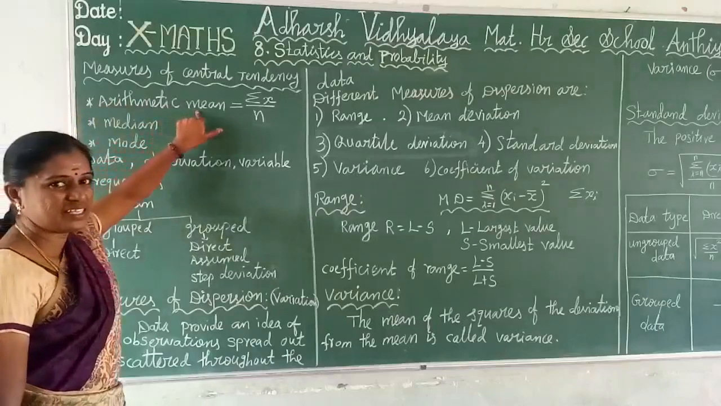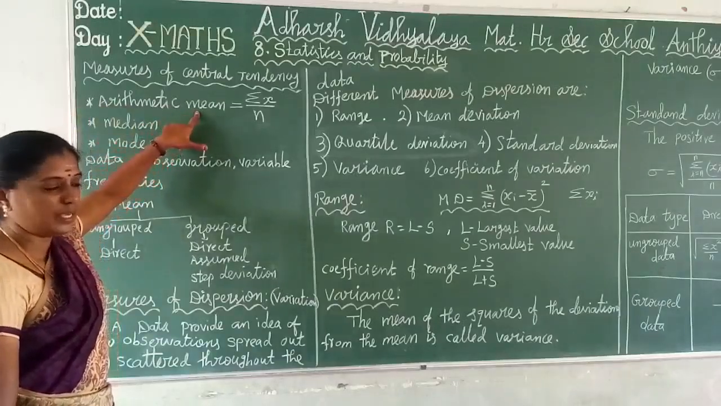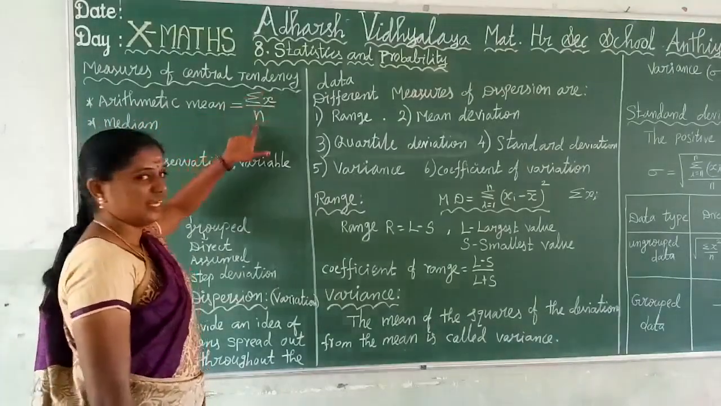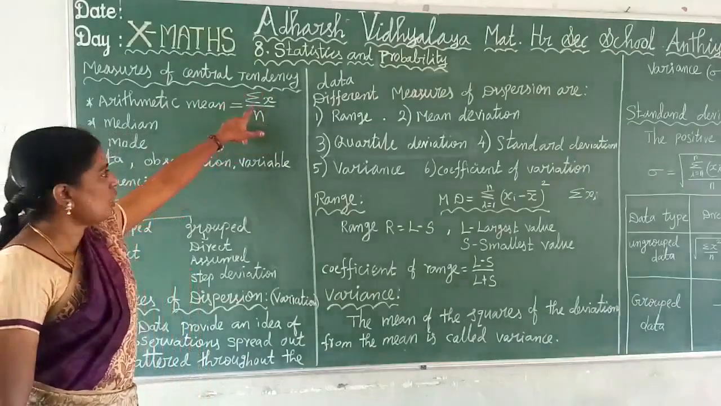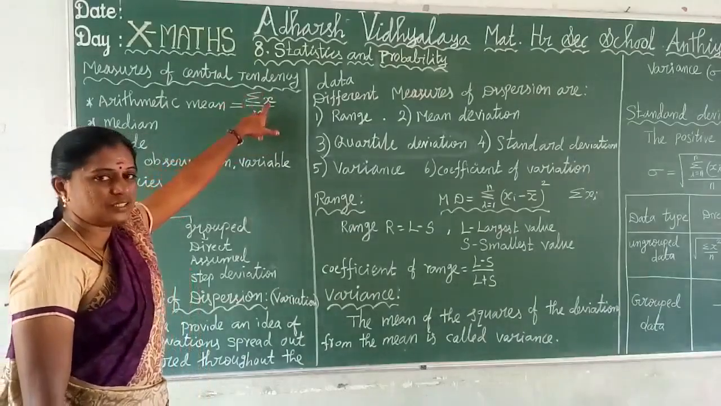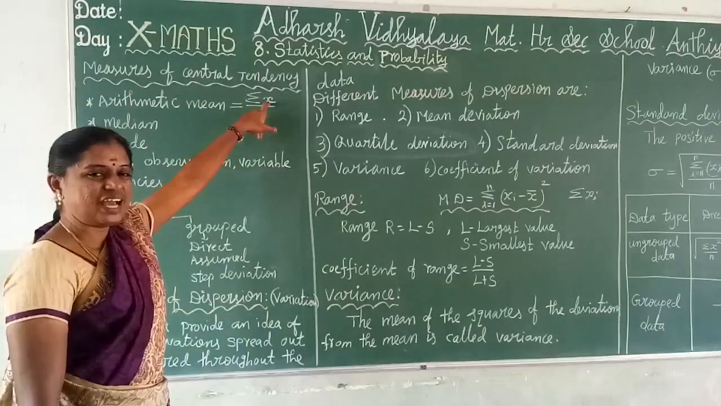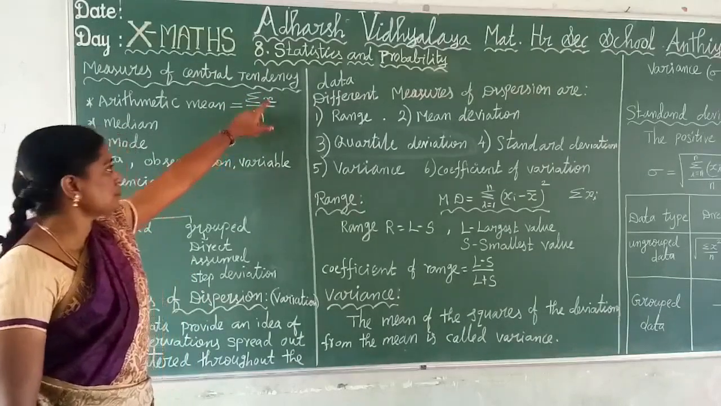Arithmetic mean, another name is average, and another name is mean. How to calculate arithmetic mean? Summation x by n. This symbol is summation. After that, what are the observations that are there? Add all the observations divided by the number of observations. That is average or arithmetic mean.